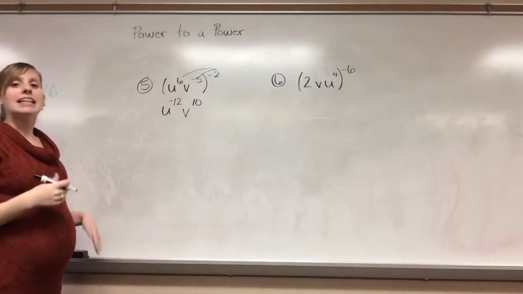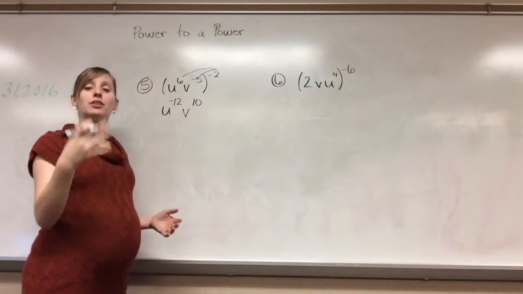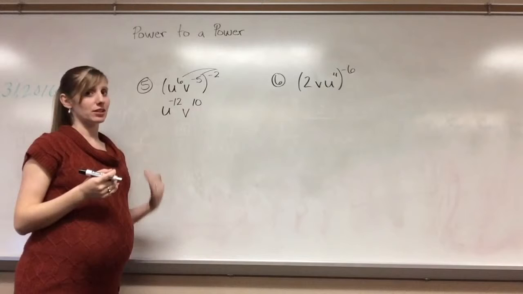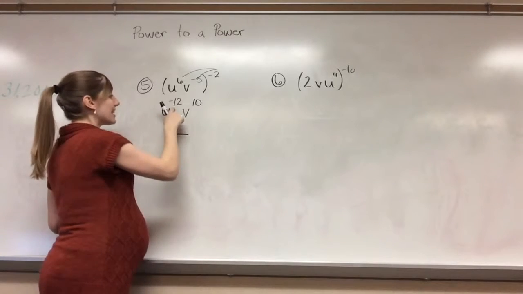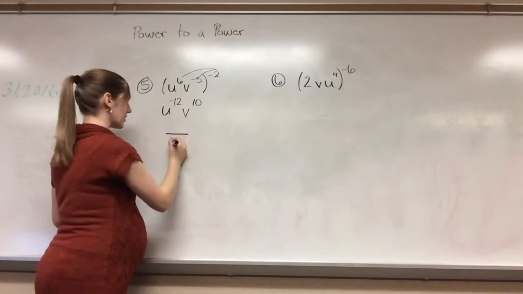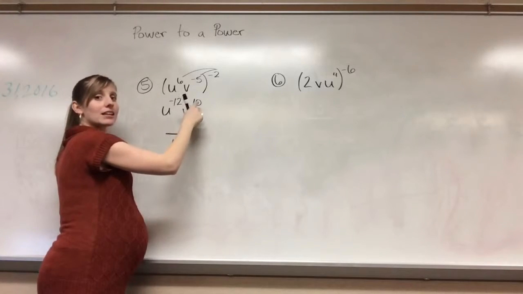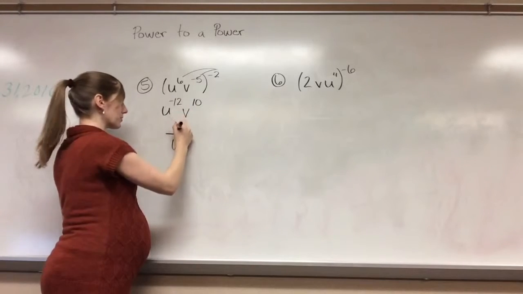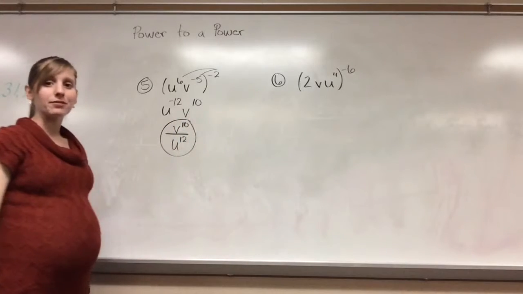Now I need to write my answer as a fraction. All positive exponents go in the numerator, all negative exponents go to the denominator. So here's our fraction. U to the negative 12, that's a negative exponent, so I'm going to bring it down to my denominator and write it as u to the 12th. V to the 10th is a positive exponent, so I'm going to write v to the 10th. This would be our answer for problem number 5.